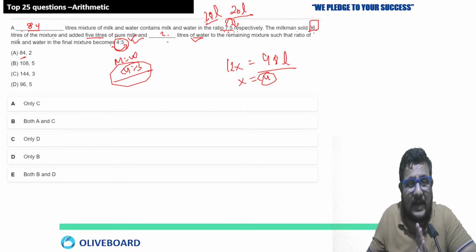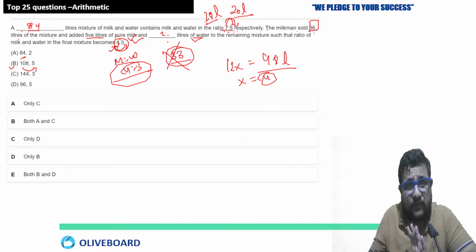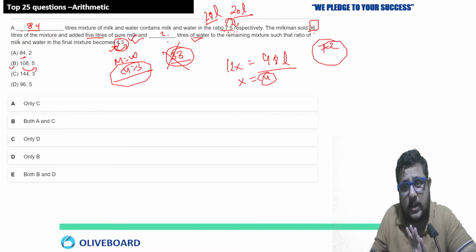Fine. But if you add another 5 liters, it will become 33. So are you going to get the ratio of 4 here? No, because 33 is not divisible by 4, not a multiple of 4. So you can eliminate it. Now option C, 108 and 5. So just put 108, remove 36, so 72 liters. Now 12x equal to 72, so x would be 6. So 7x means 42 and 30 liters.